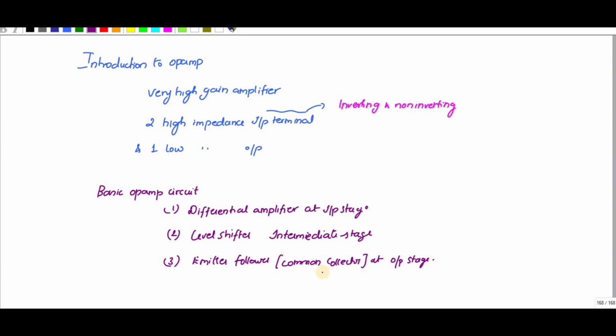The simplest forms of this operational amplifier are its use as a voltage follower, next the inverting amplifier, and next the non-inverting amplifier.